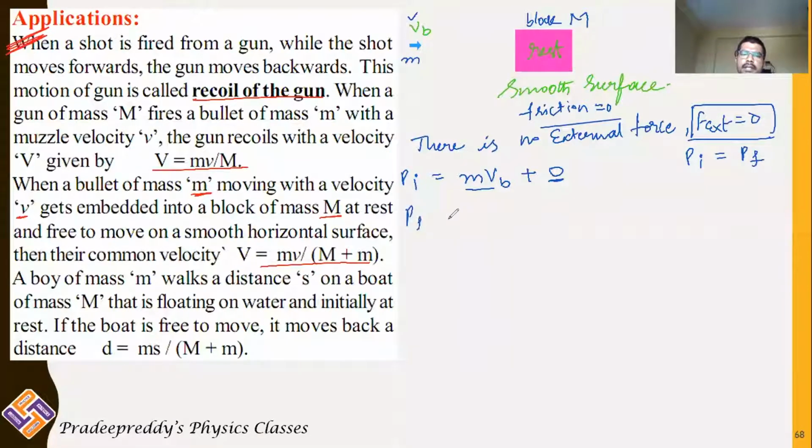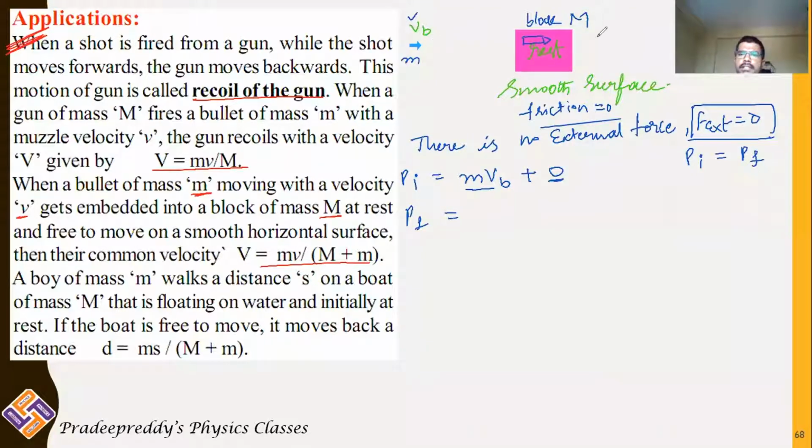Now, what is the final momentum? What happens here is the bullet gets embedded into the block. It cannot come out from this block. That depends upon the velocity of the bullet and the thickness of the block. If the thickness of the block is very, very small, then the bullet can emerge out from the block. But in this case, we are considering that the bullet is embedded into the block.